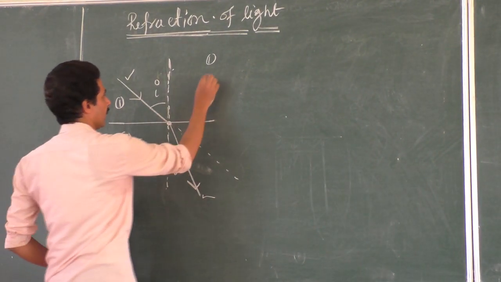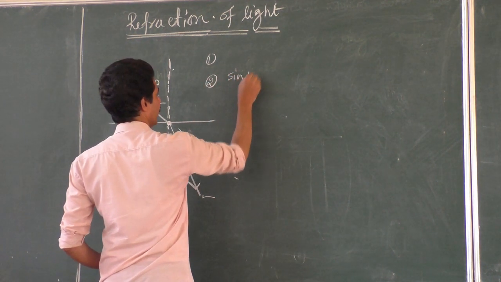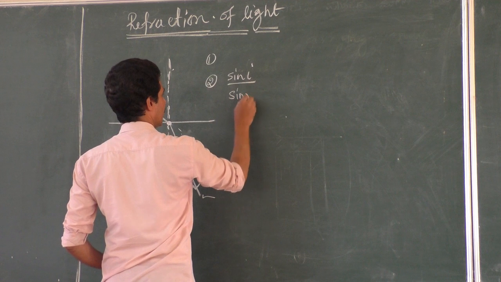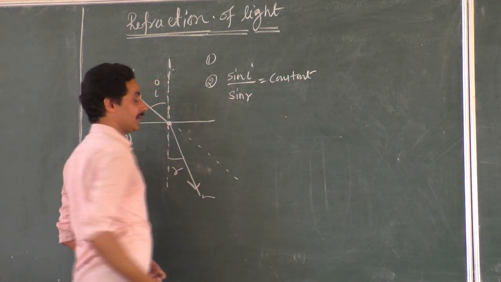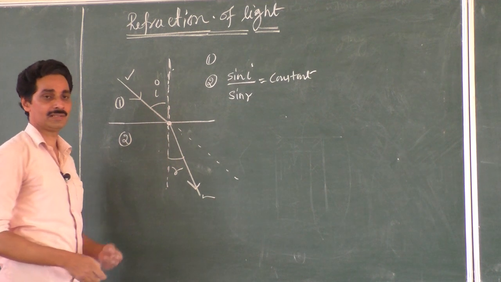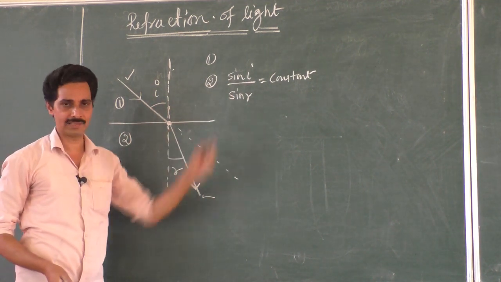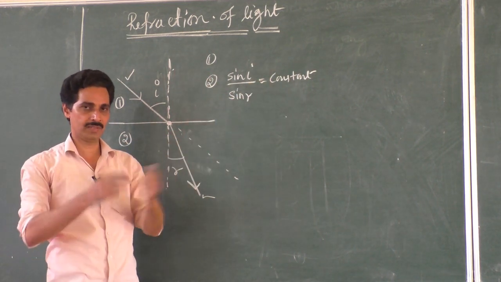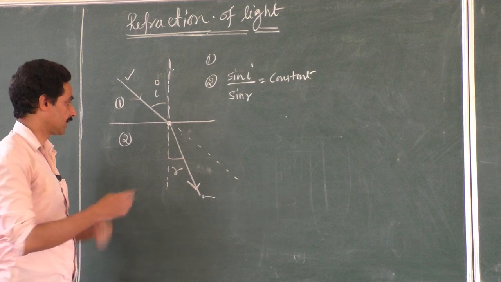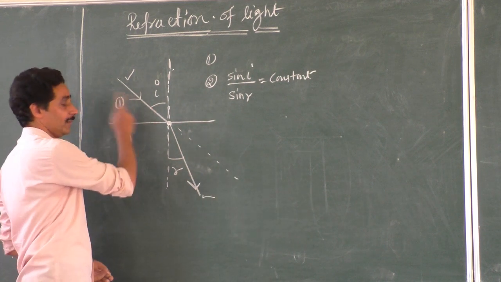What about the second law? The second law says the ratio of the sine of the angle of incidence to the sine of the angle of refraction is always a constant, but you are not allowed to change the pair of media and test this. You are not allowed to change the color of light and test this. Whether you get the same constant or not has to be checked by taking the same two media and the same color of light.